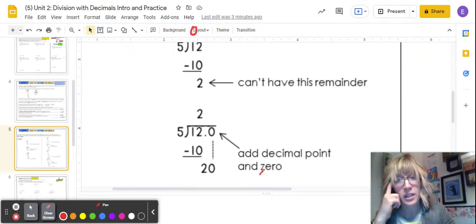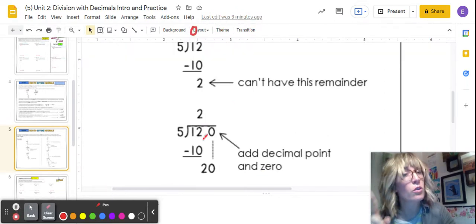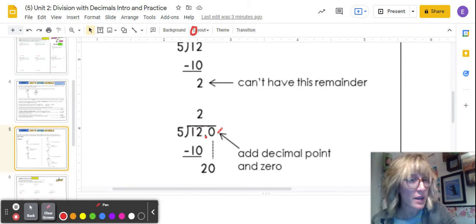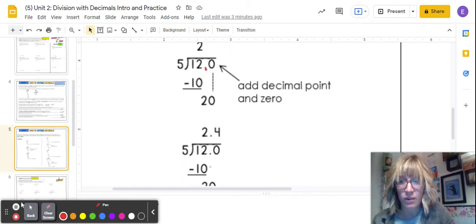So what we're going to do is ask, is 12 the same value as 12.0, or 12 and 0 tenths? Yes, it's the same. So we can add a decimal point with a 0 here because it's the same value. It now just has a different look. Once we add this decimal point with this 0, we now have a digit to bring down. So does 5 fit into 20? Yes, it does.